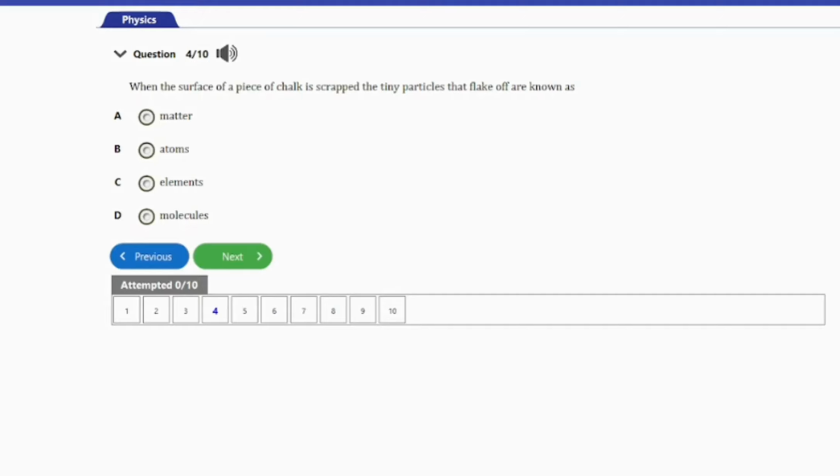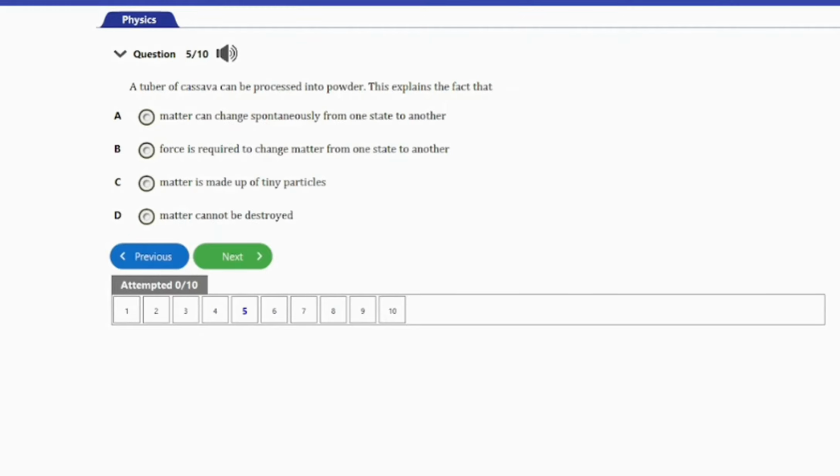In order for you to get an atom, an element, or a molecule, you have to be precise with the measurements and the particular quantity of the matter. But guys, the particles that flake off when you scrape a piece of chalk here are actually matter. Let's recall that matter is anything that has mass and occupies space. So that's it for that question. Let's go ahead and consider the next question. That's question number 5 here.